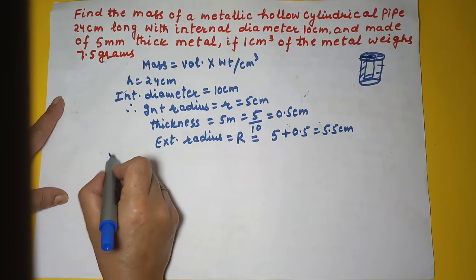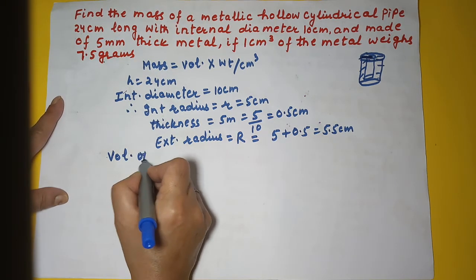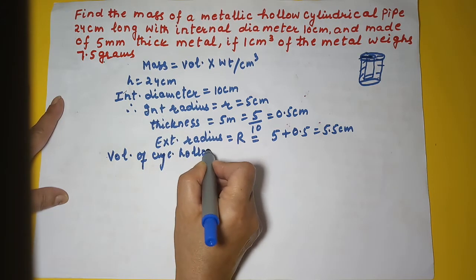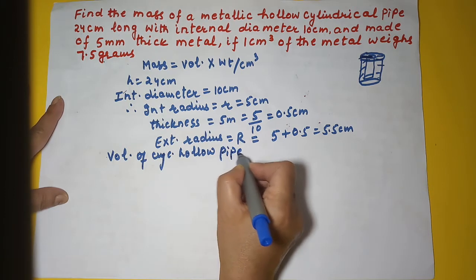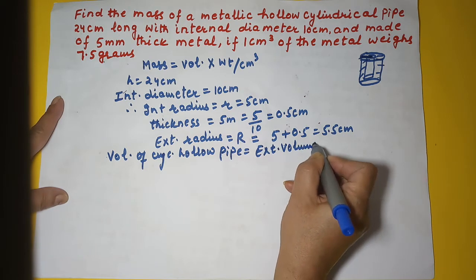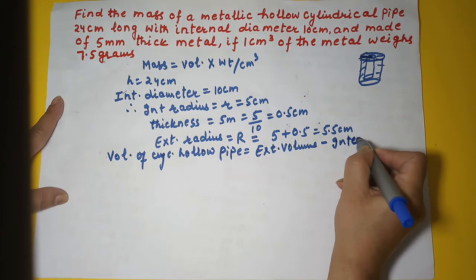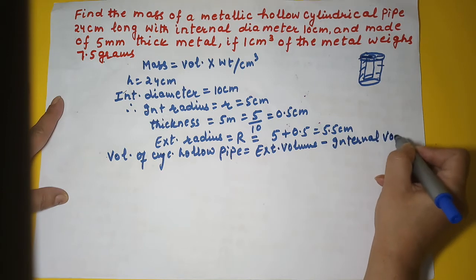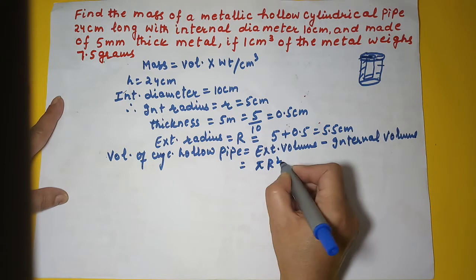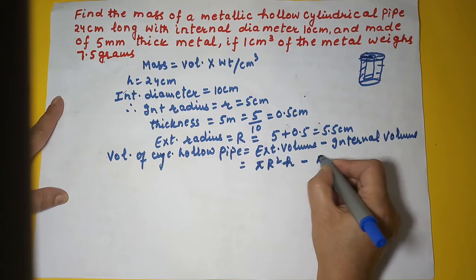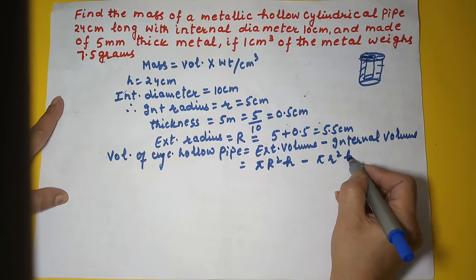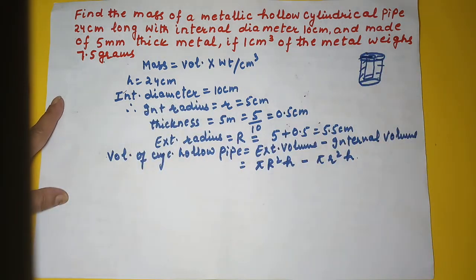I can calculate the volume of this cylindrical hollow pipe. How? External volume minus internal volume. So let me put all the things in place now. Pi R square h minus pi r square h. This is the internal volume. This is the external volume. As I told you, h is going to remain same. Height is not going to change.